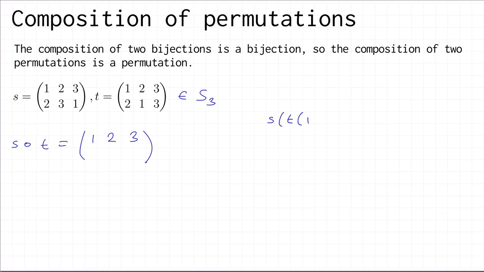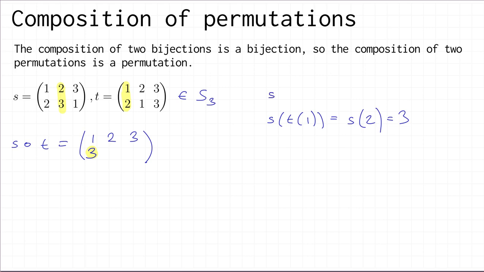S of T of 1. That's going to be what goes just here, and I'd like to know what it is. So S of T of 1, what's this? Well, T of 1 is 2. So that's what this column here is telling me. So I've got S of 2. And S of 2 is 3. That's what that column there is telling me. So I've got 3 here. Okay, so I can put a 3 just there.